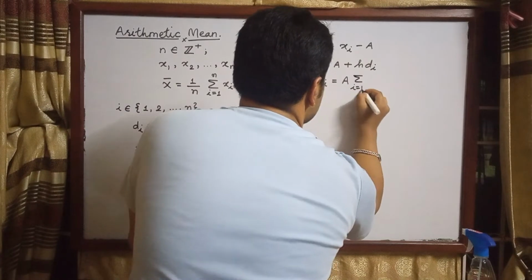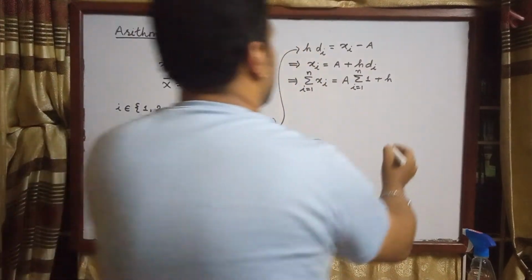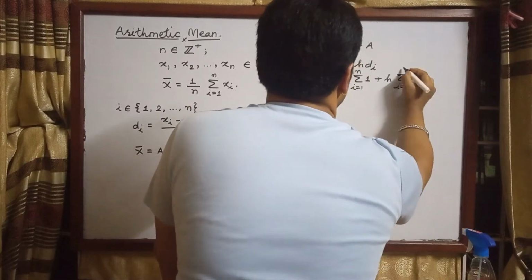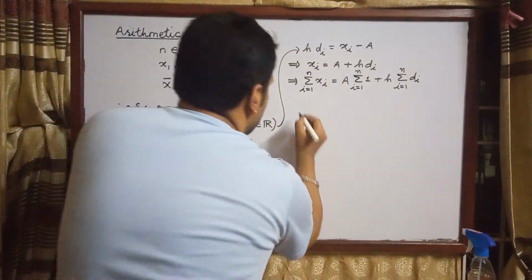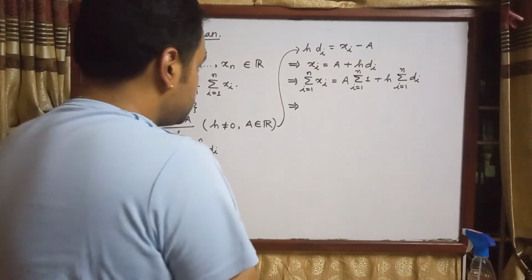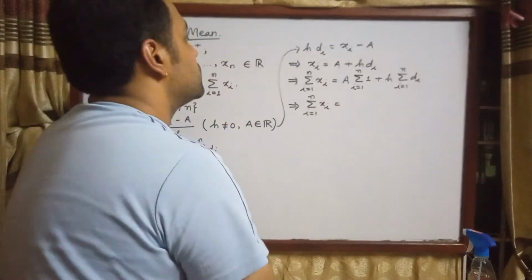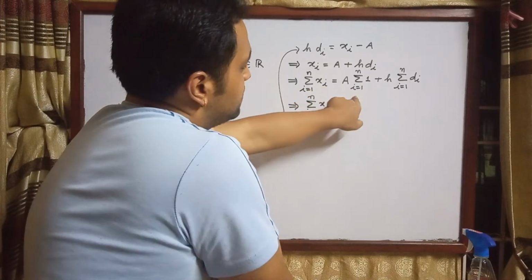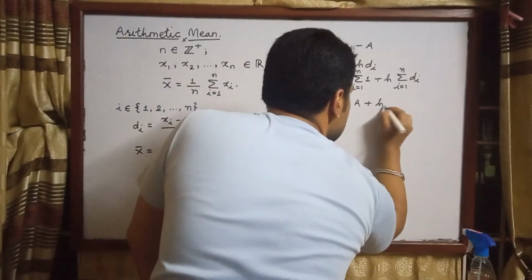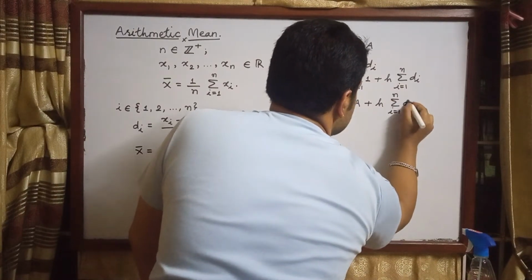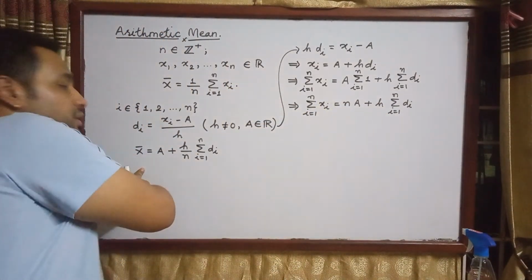summation i equals 1 to n of 1, okay, plus h is a constant, so we can take it out, and summation i equals 1 to n of di. Okay, this is it. And next, let me keep it as it is. The sum of xi is equal to a times summation 1 to n of 1, and 1 means n, so this is n times a, plus h times summation i runs from 1 to n of di. Now dividing both sides by n, we're going to get the required formula.